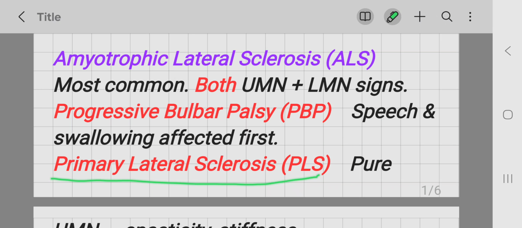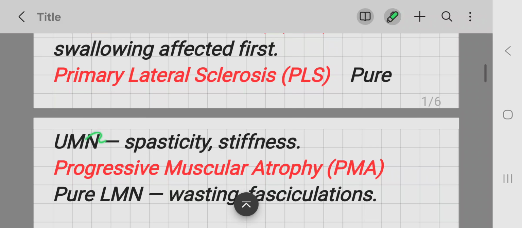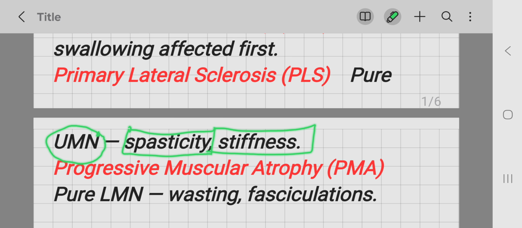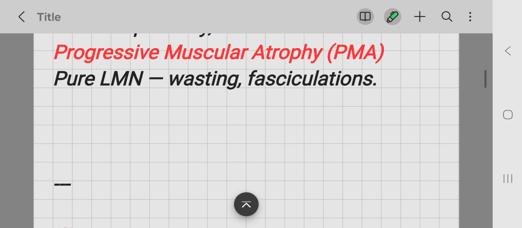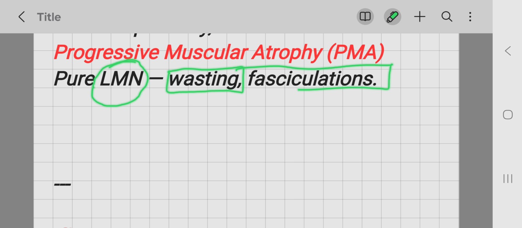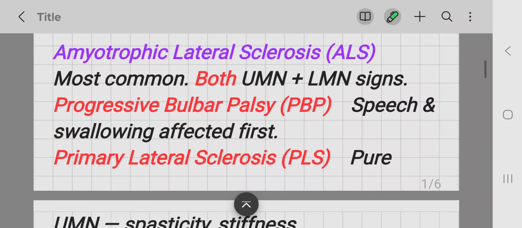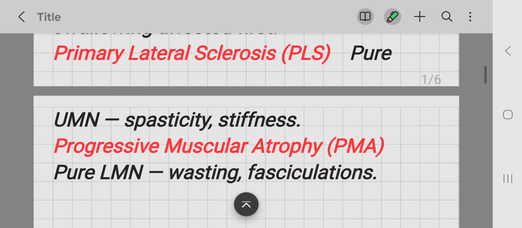Primary lateral sclerosis. Primary lateral sclerosis is an upper motor neuron lesion and it presents with spasticity and stiffness. It has better prognosis. Progressive muscular atrophy. It has only lower motor neuron features and it involves wasting and fasciculations of the muscles, and it has the best prognosis among all of these types. So these are four types of motor neuron disease.